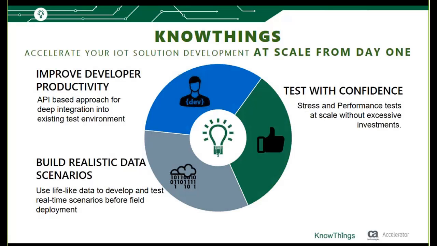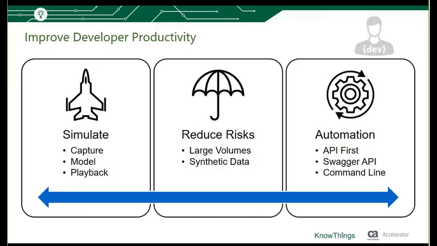So, we've been really focused on the developers at this point in time and trying to improve developer productivity. We have these three areas that we're looking at: improving developer productivity, testing with confidence, and building realistic data scenarios. All of this is really helping the developer and the team accelerate their IoT solutions development at scale from day one. So let's dive a little more into the features in this release and what they mean.